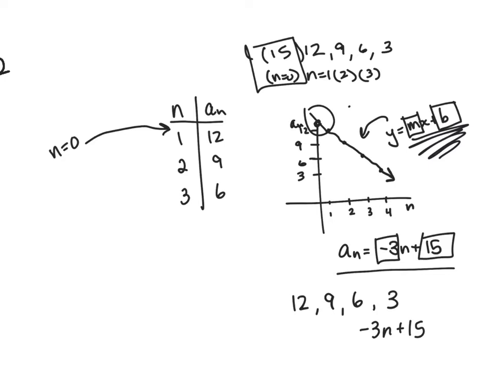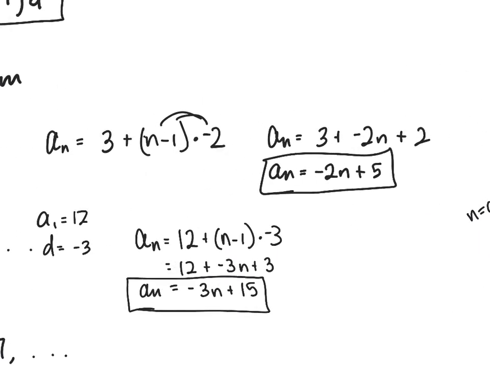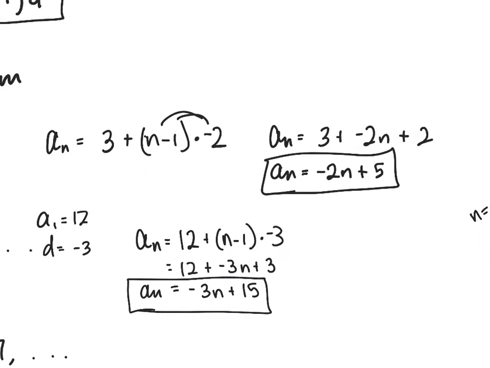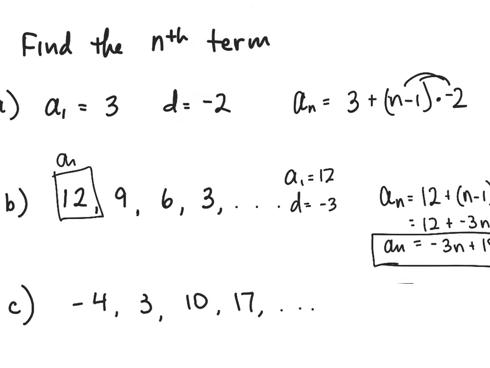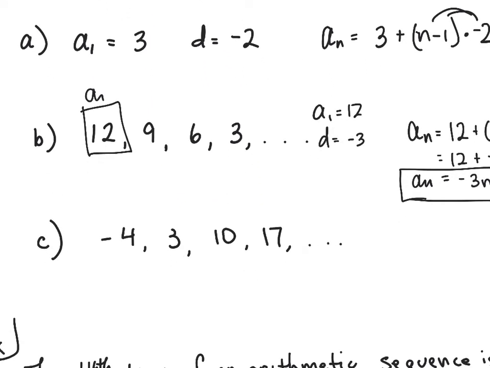That's maybe a quicker way to come up with an explicit formula for an arithmetic sequence than using this formula right here, which works. This formula works. It's just a matter of remembering the formula and going through and simplifying it. So for part C, we have an arithmetic sequence. We need to figure out the nth term.